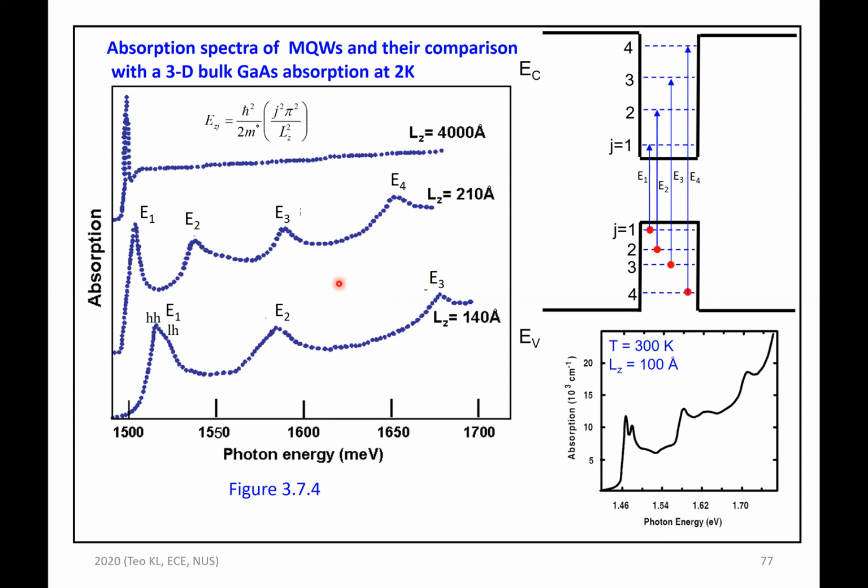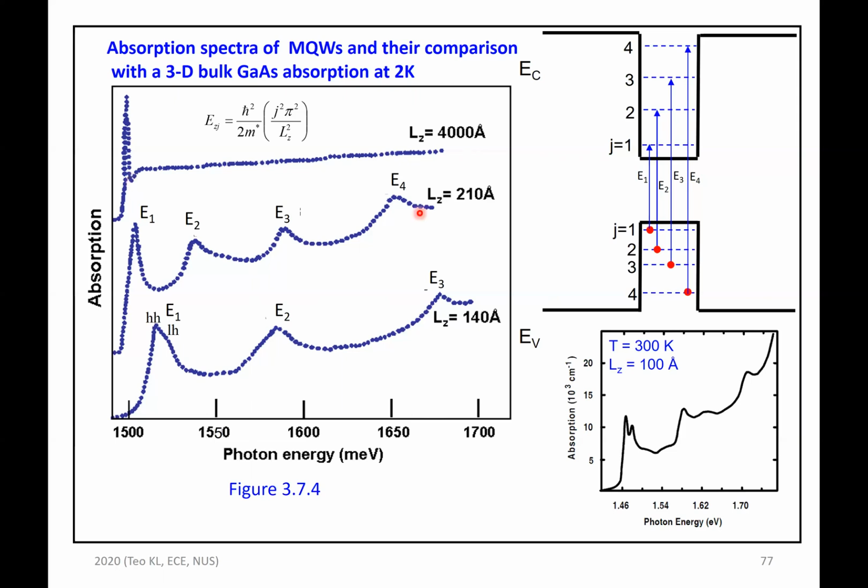So let us look at the absorption experiment, measured at 2 Kelvin, of aluminum gallium arsenide and gallium arsenide. Absorption coefficient as a function of photon energy, measured in meV. So this 1,500 meV is 1.5 eV. For a 4,000 Angstrom well width, this will behave like 3D bulk gallium arsenide. Because the well width is so large, there's no quantum confinement effect, so you just see a very strong exciton peak, just like in bulk gallium arsenide.